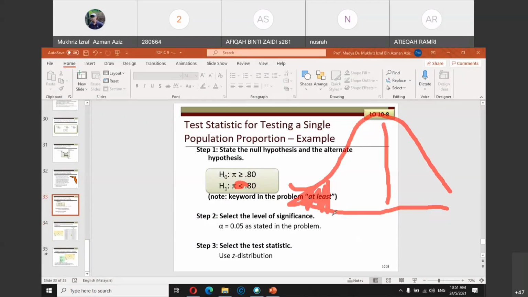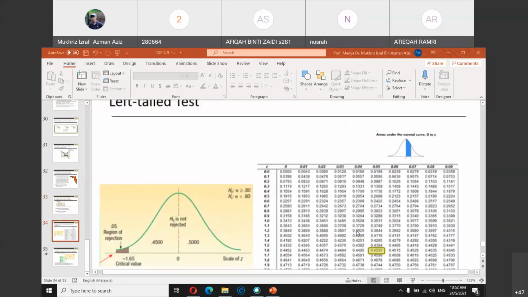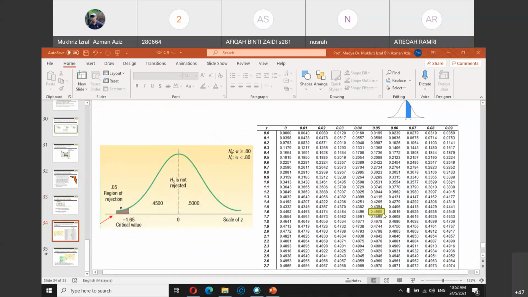Next is your critical value, the value that divides between rejection and do not reject. Because the alpha is 5%, this value will be 0.05, so the remaining area will be 0.45. You refer to 0.45 in the table to determine the critical value. You can see 0.45 is around 1.65. That's how you get negative 1.65. You need to add the negative sign because you are doing one tail on the left.